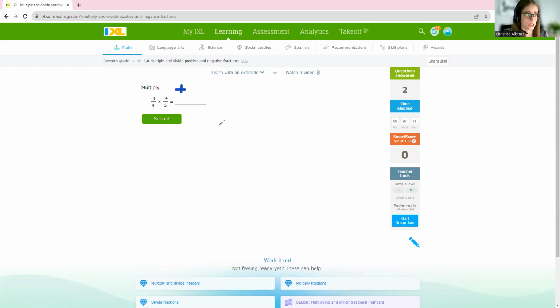Now let's do our multiplication. We have -1/4 times -4/5. When we multiply, we go straight across. So numerator times numerator, denominator times denominator. -1 times -4. A negative times a negative is a +4. And then 4 times 5 is 20.